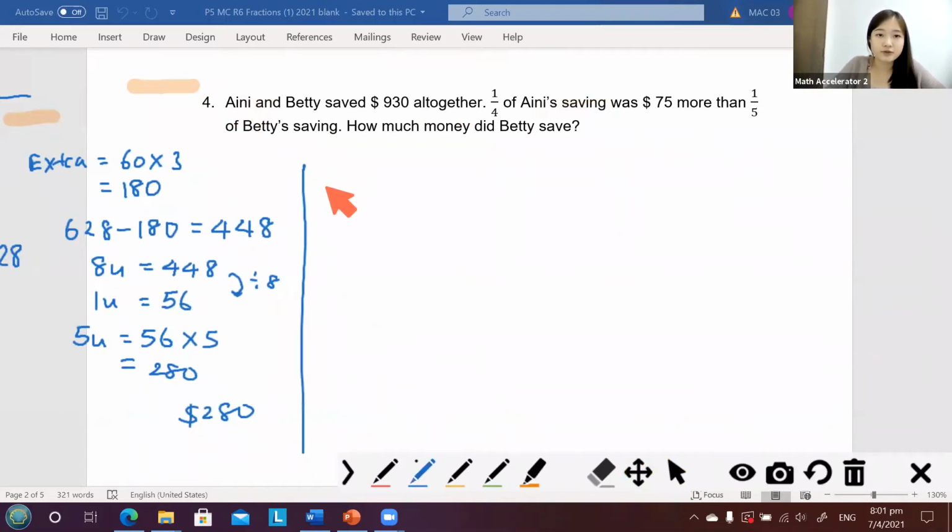Okay, now question 4. You should be familiar by now. Alright, let's try it. So Aini and Betty, they save $930 altogether. This is your total. Okay, 1/4 of Aini's savings was $75 more than 1/5 of Betty's savings. How much money did Betty save?